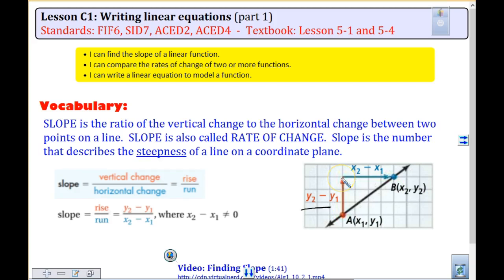That is your rise. Now, if you're given a graph, the easiest way to count that is to just count that you went up 3. And then it's the change in x, the horizontal change. And again, what they did was simply take the second, this was my second point, and subtract the first one. So what is that length? Now again, if you're looking at a graph, the easiest way is just count rise over run.